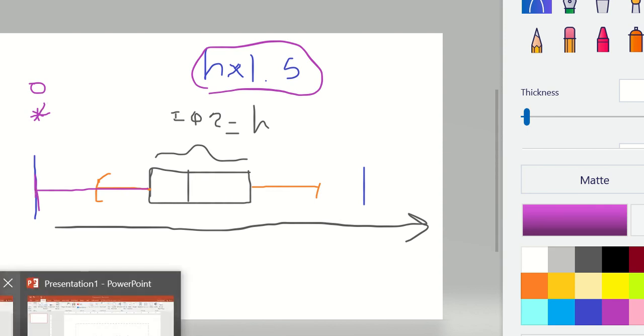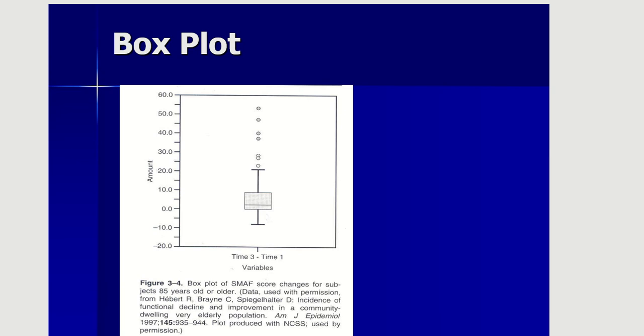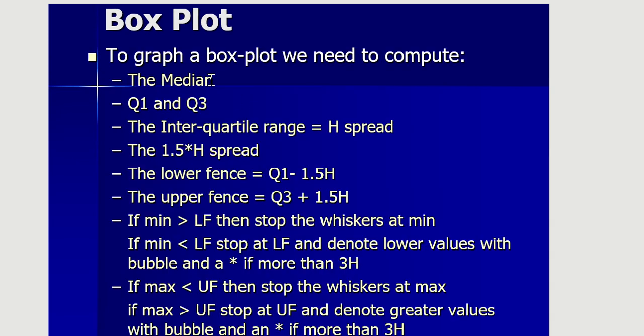So let's go back to the lecture and see if I can show you the description. So here's the description. For a box plot, we need to compute the median, which is Q2. You need to compute Q1 and Q3. Remember, these three lines will represent your box. Your interquartile range, which is the difference between Q3 and Q1, the width of your box, is called an H spread. This H spread is multiplied by 1.5. Then the lower fence is your Q1 and you travel down 1.5 H. Your upper fence is your Q3 and you travel up 1.5 H.